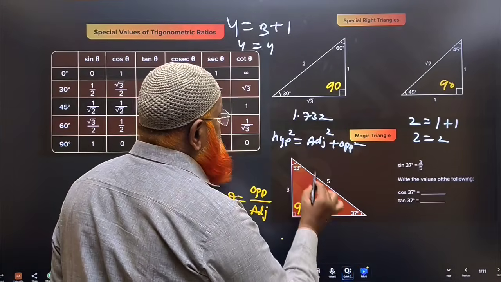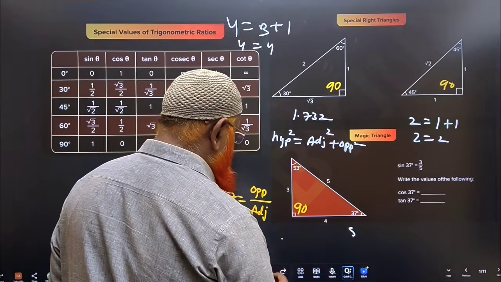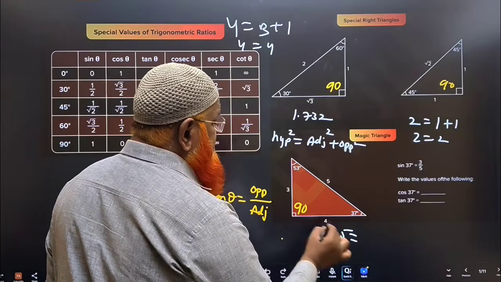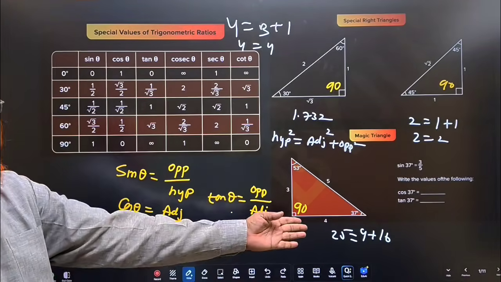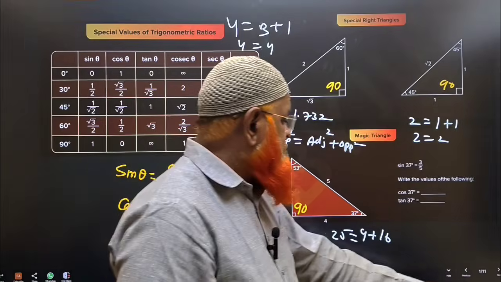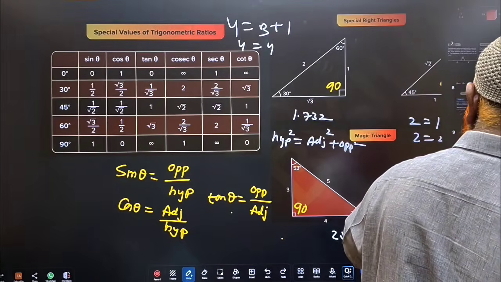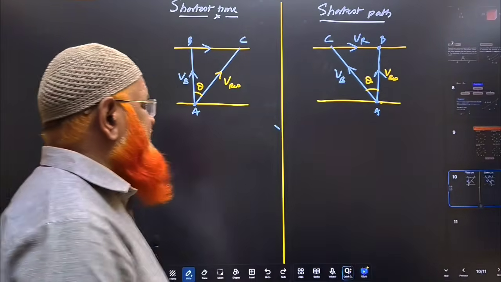How? Because hypotenuse square is 5 square. You know 5 square is nothing but 25. Here 3 square is nothing but 9, and 4 square is nothing but 16. So 25 is equal to 25. We have proved it, isn't it? So now, if you understand this one, let us go to the shortest path and shortest time here.